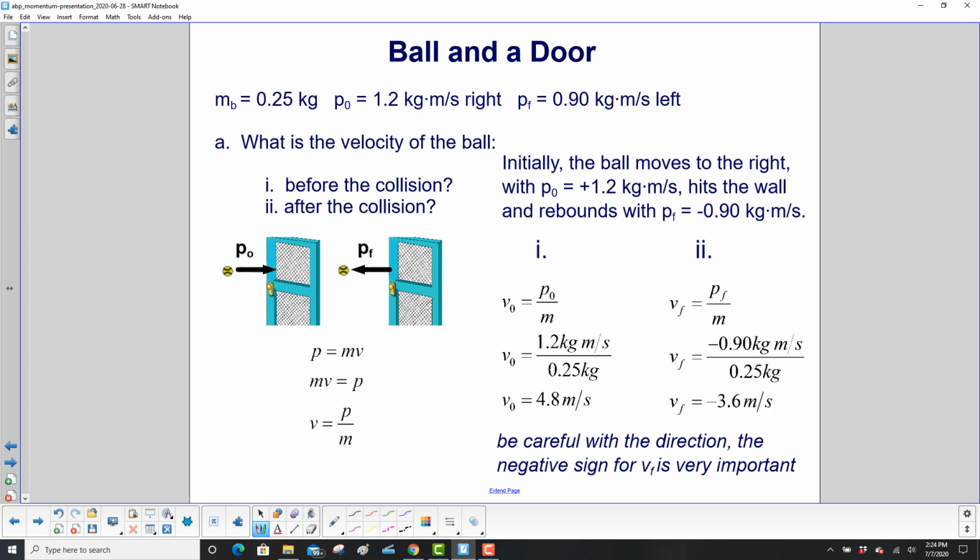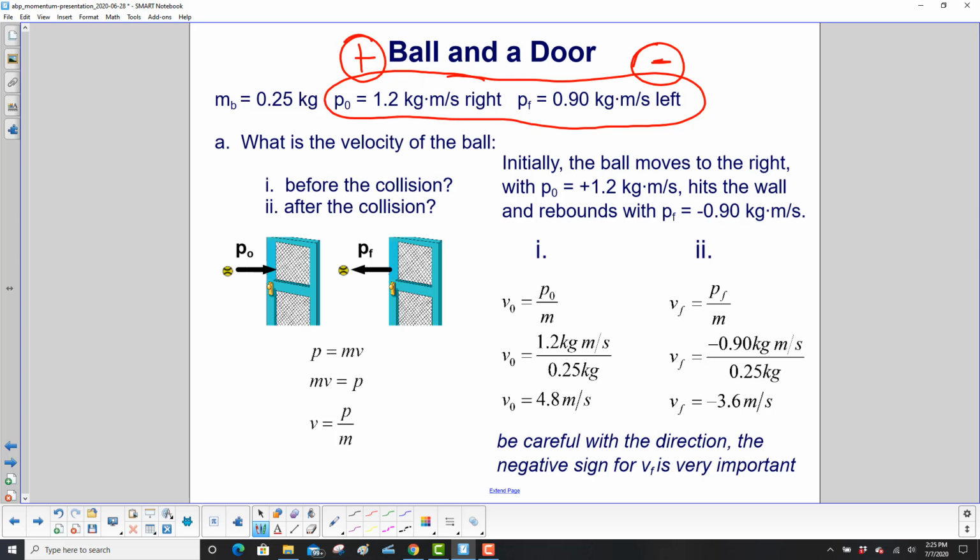So we want to find the velocity of the ball before the collision and then after the collision. Initially the ball moves to the right with an initial momentum of 1.2 kilogram meters per second. It hits the wall and rebounds with a final momentum of negative 0.90 kilogram meters per second. That's very key. Right and left, we don't have to assign signs, but typically we do. The initial momentum is positive because it's to the right, and to the left we'll say is negative. The negative sign for that final velocity and final momentum is going to be very important.